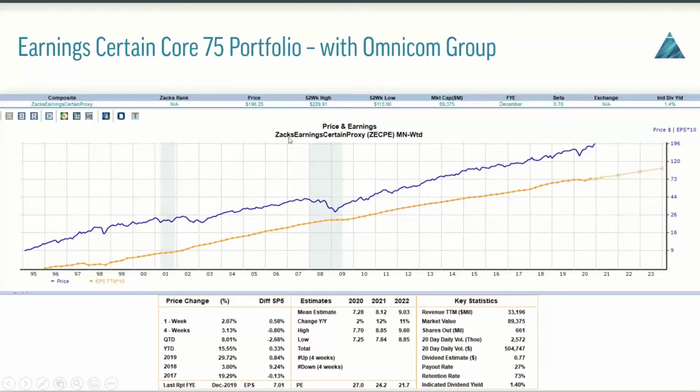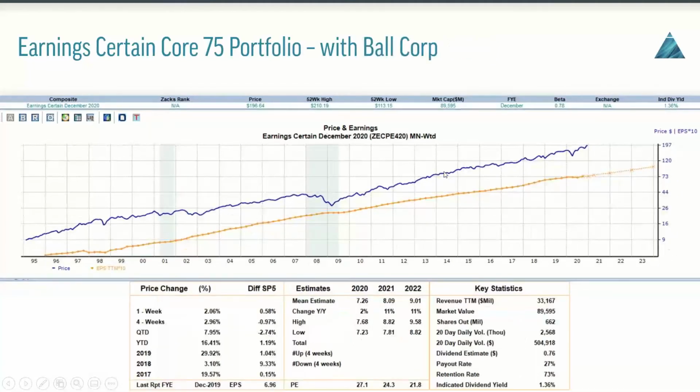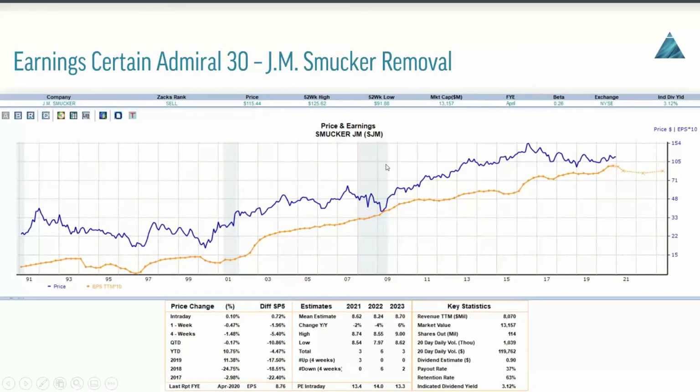This is basically the earnings certain proxy with Omnicom Group in it. And again, it's 75 stocks. So, we're looking at this with Omnicom. This is how it stood before the changes: 2, 12, 11. And then when we add Ball Corp in here, it just literally smooths it out to a straight 11%. You're really not going to be able to see much in terms of changes yet, but the addition of Ball Corp is going to be a winner for us long term in that quest for earnings stability.